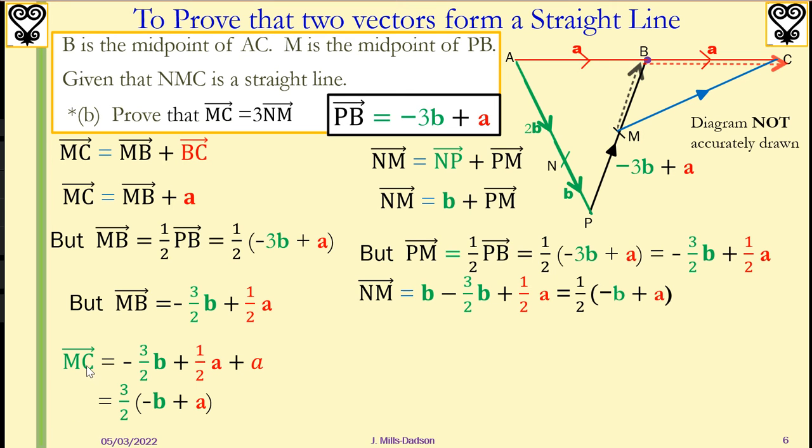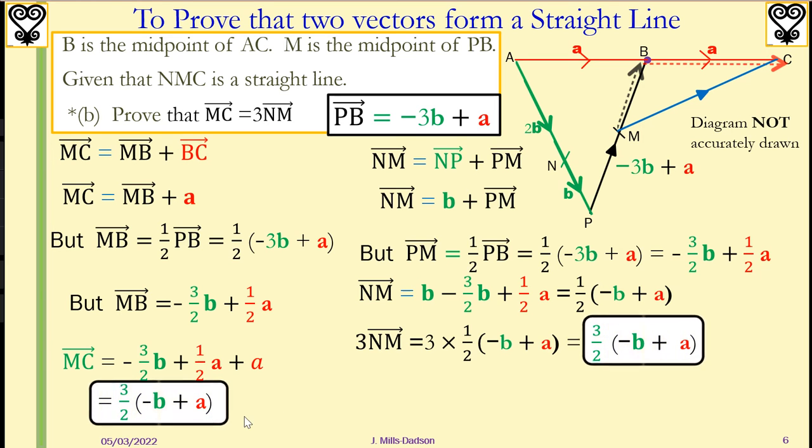So this is NM. Now we need to do a bit of manipulation here. We have MC vector and we have vector NM. So what we need to do is that we are going to multiply vector NM by 3 and see if our answer will confirm this. So this vector half into bracket negative B plus A, I'm multiplying it by 3. And that will give me 3 over 2 into bracket negative B plus A. That's exactly what I have here. So that confirms that really vector MC is equal to 3 lots of vector NM.